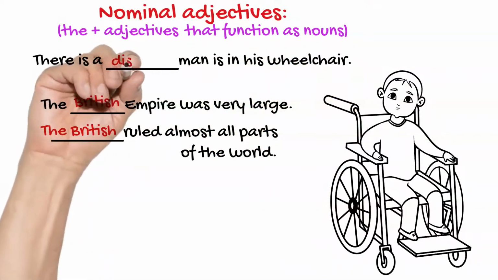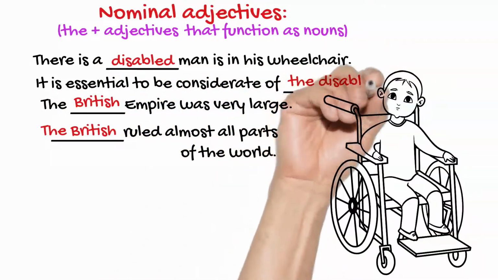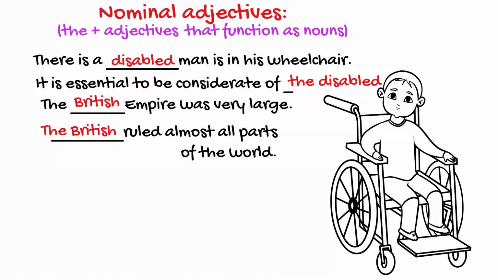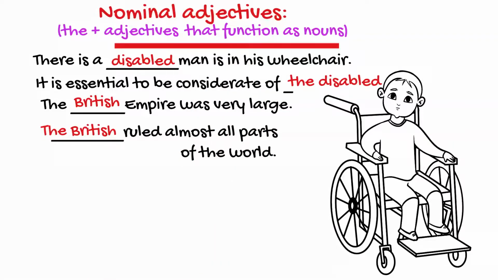There is a disabled man in his wheelchair. It is essential to be considerate of the disabled. Here, disabled is an adjective in the first sentence and the same word in the second sentence is a nominal adjective. Definition repeated. Any adjective that performs the function of a noun grammatically is called a nominal adjective, and the word the precedes it.